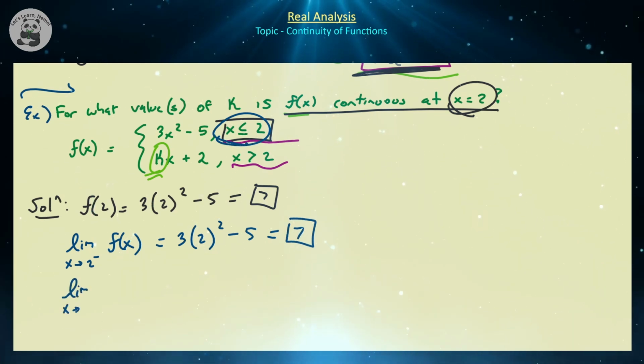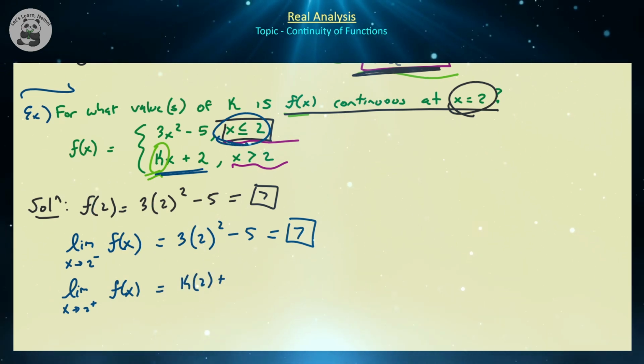And the limit as x approaches 2 from the right-hand side of this function. So when x gets close to 2 from the right, that means we're like 2 plus delta, so that's something slightly bigger than 2. So that means the second function is going to kick in. So that means this is going to be equal to k times 2 plus 2, and that's going to be equal to 2k plus 2.